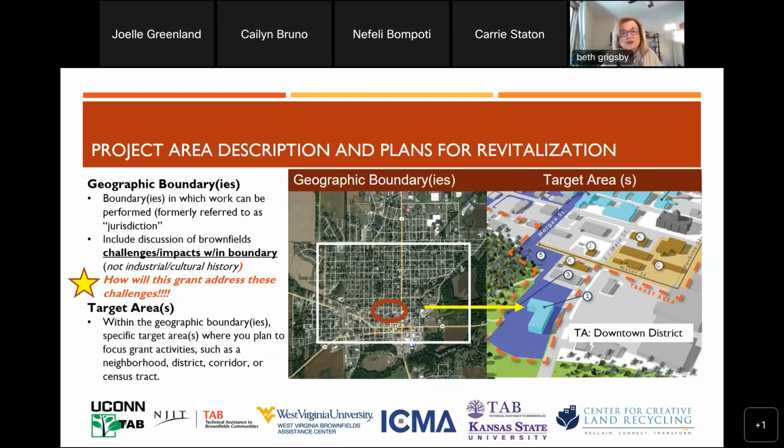And then as you look to the right here, the target area, you describe your corridor. Let's say in this case, it was a downtown district. But it is important to note things that are challenges in the area, back to challenges and impacts. It could be loss of population. It could be tax revenue decrease. It could be blight, abandoned properties. So you need to really lay out what those challenges are and how that grant will get you to where you want to be. Next slide, please.